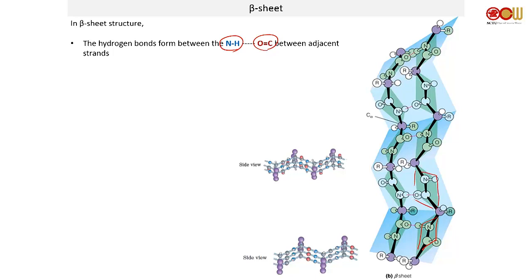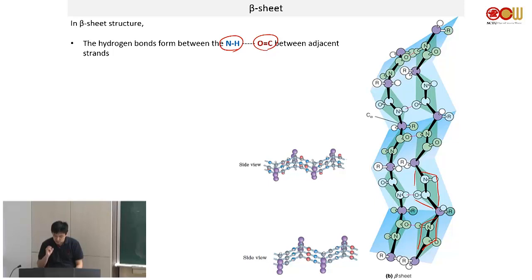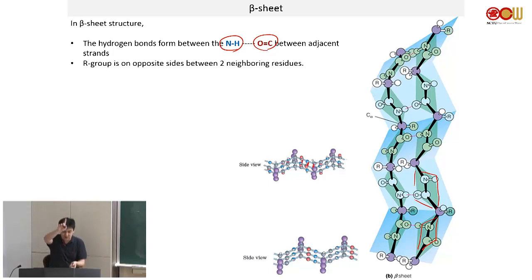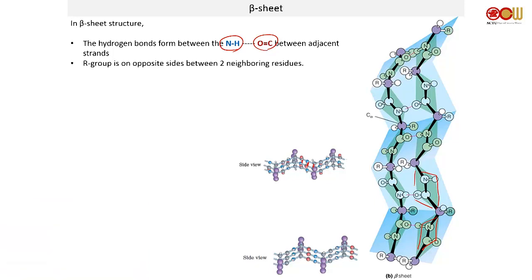Okay, and then it just goes on and on. So if you look at the beta sheet from a side view, this is what you'll see. Hydrogen bonds force them together between the main chain, and then the R groups point in opposite directions between the two neighboring residues. For example, the R group for this one points down, so the neighboring residue is going to point up, and then down, then up and down. So the R groups alternate. It's kind of like a little zigzag structure.